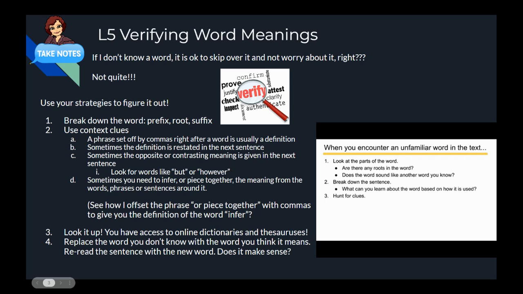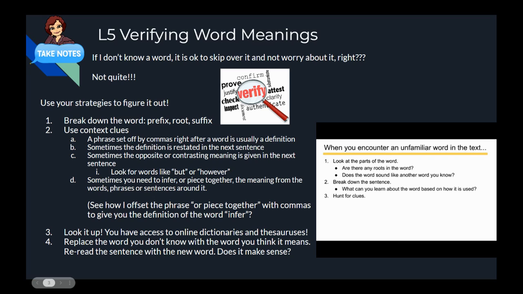The third tip is to hunt for clues. Sometimes when you're reading and you encounter a word you don't know, the author will actually define that word for you. People do this when they're speaking too. So in class, sometimes I will ask students to remove all superfluous materials from their desk. But I will often say, because I know a lot of kids don't know what superfluous means, remove all superfluous or unnecessary items from your desk.